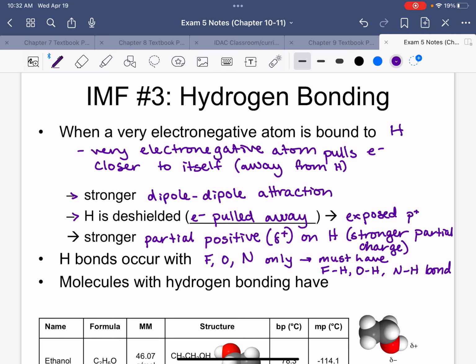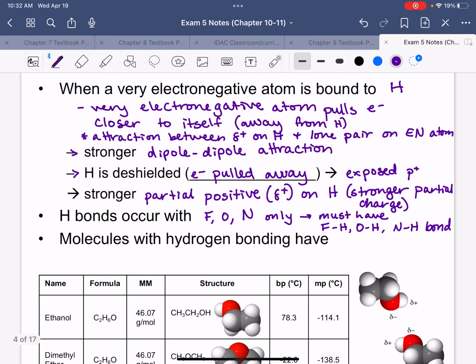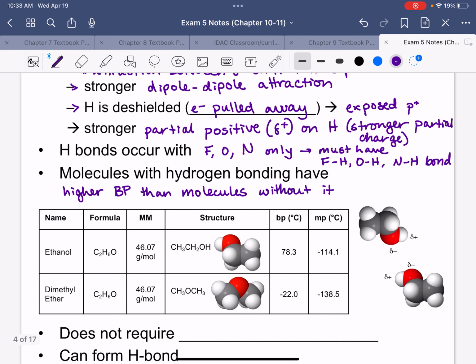The attraction happens between the partial positive on H and the lone pair on the electronegative atom. So molecules with hydrogen bonding have a much higher boiling point than molecules without it. And again, they should be of similar size, because the size has a big impact on the dispersion forces. So let's look at an example here.